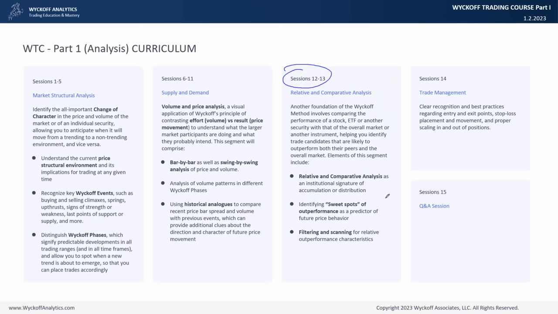And here under the relative and comparative analysis, we'll talk about filtering and scanning. I'll show you my routine, the top-down approach, and a number of other filtering techniques that I use. We'll talk about the sweet spots of the outperformance, and again, as I said, I'm just going to cover the relative and comparative analysis concepts. Then session number 14, trade management. This is where we're going to talk about the points of entry, points of exit, stop loss placement, movement, and exiting of the position. And then session number 15, as usual, is going to be all devoted to your questions.